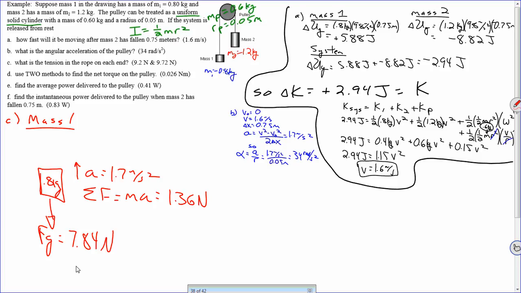Good? Okay. Everybody good? All right, so now I can find the force from the tension, right? It's got to be big enough so that this is 1.36 more than that, because it's got to be upward, right? I guess I could have made this negative to clarify. I don't know if that helps any. So I'll just write 7.84 plus 1.36, and it gives you 9.20. So that is the force of tension on side 1. Cool?